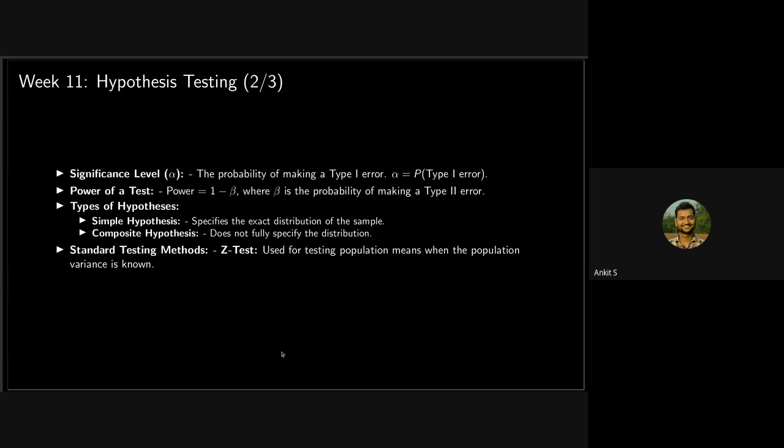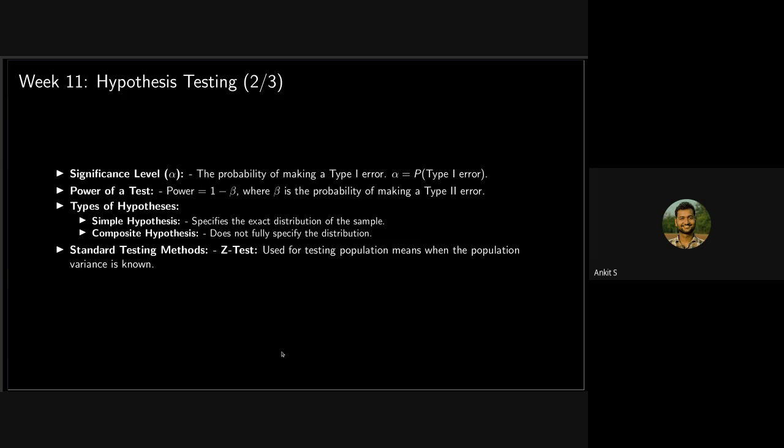Then we have simple hypothesis and composite hypothesis. In a simple hypothesis, we specify the exact distribution of the sample. For example, you make an assumption about the mean of the height of the students in a class, and you say it is exactly equal to this. But in a composite hypothesis, we don't say that exactly, but say that it is in some range. It is composite when it takes more than one value. And we have some testing methods.